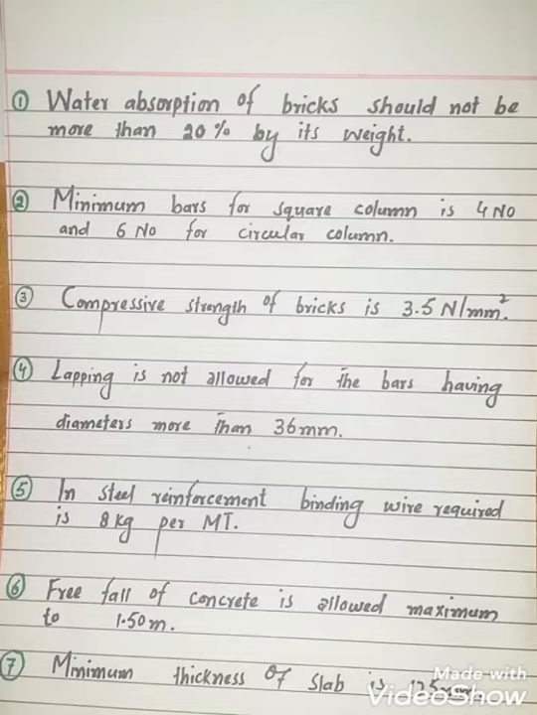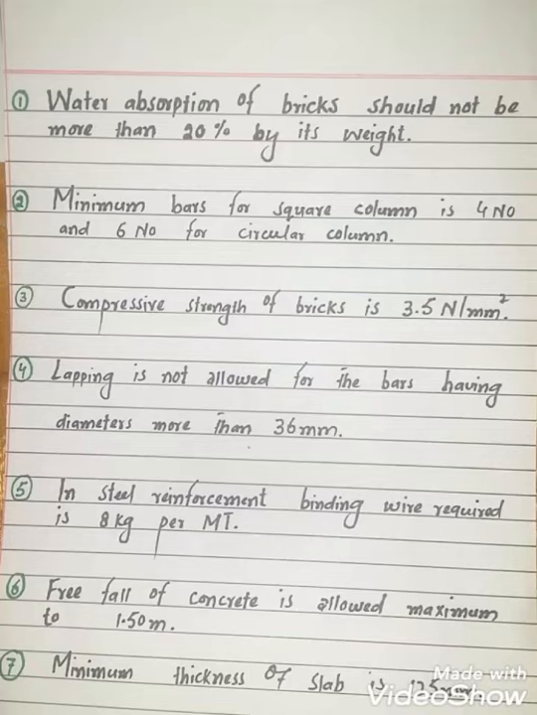Now let's start. The first key point of my lecture is that the water absorption of a brick should not be more than 20% by its weight. If the brick absorbs more than 20% water, then this brick cannot be used for construction work.